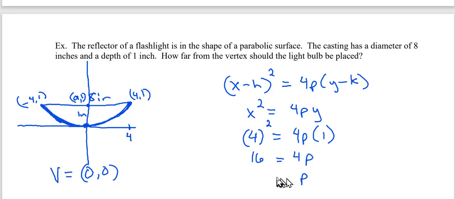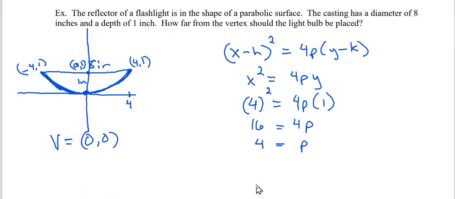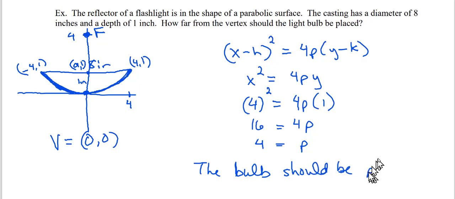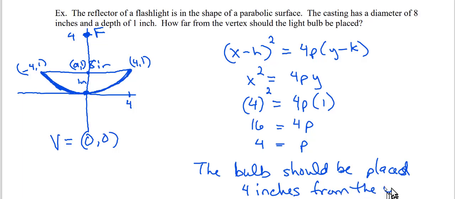16 equals 4p, so p is equal to 4. The question asks how far from the vertex should the light bulb be placed. P is 4, the distance from the vertex to the focus, and that is out at 4 inches. So the bulb should be placed 4 inches from the vertex.